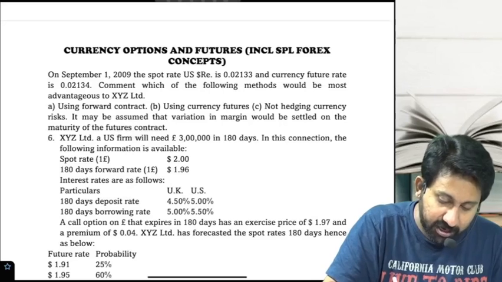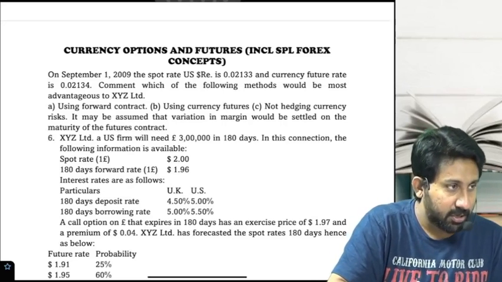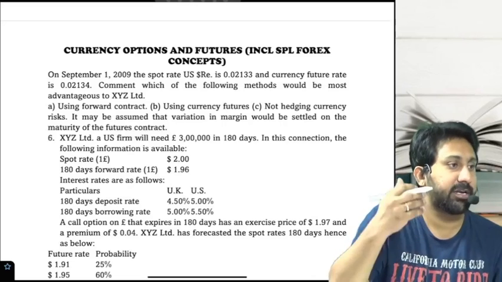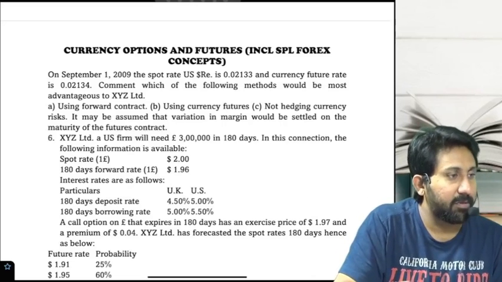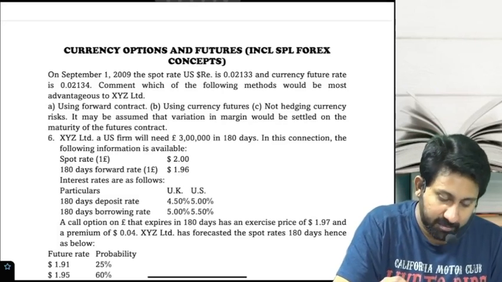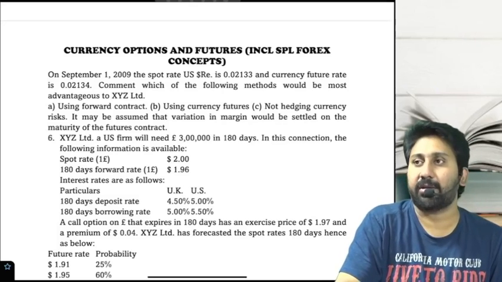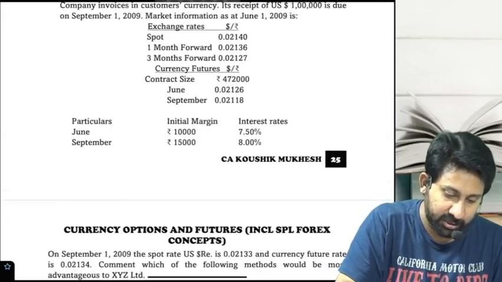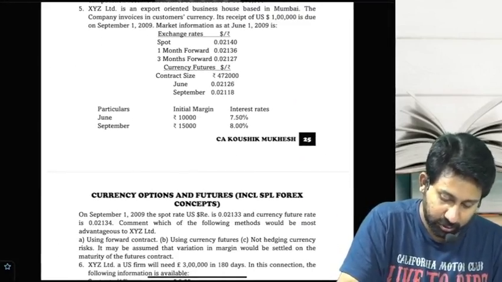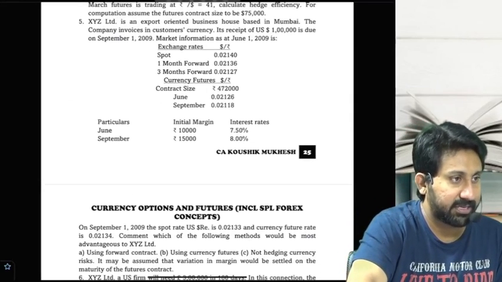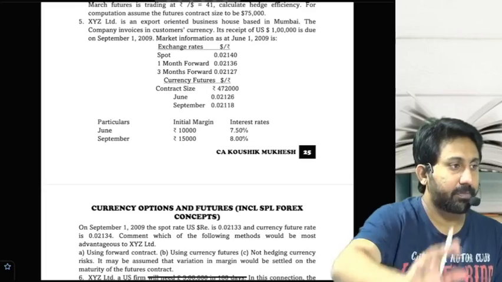Comment which of the following methods would be more advantageous: using a forward contract, using currency futures, or not hedging the currency risk at all. It may be assumed that variation in the margin would be settled on the maturity of the futures contract. This is the question that is being asked. Please read the question before we go on with the solution. Very, very important from the exam's point of view.